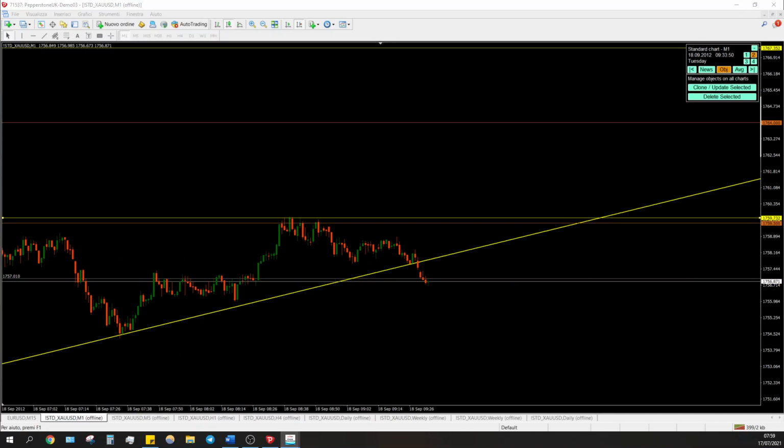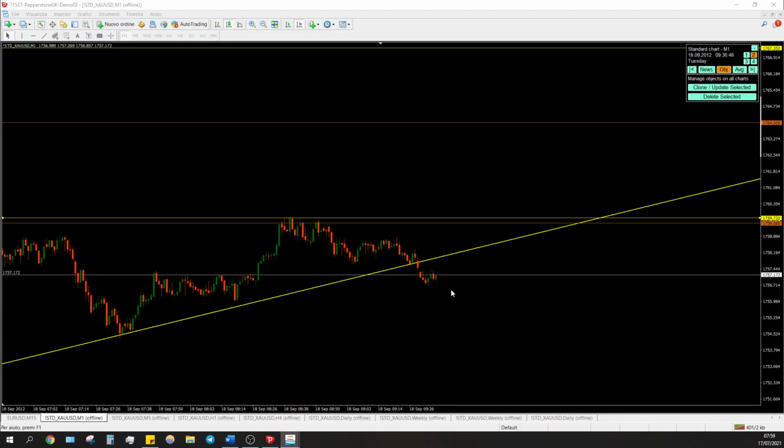Remember that if it doesn't break these lows, has it even broken the bullish structure? No. So let's see. For now, it looks like sellers are in control. You see how many bearish compared to the few bullish. But let's see the reaction in this price sensitivity area.